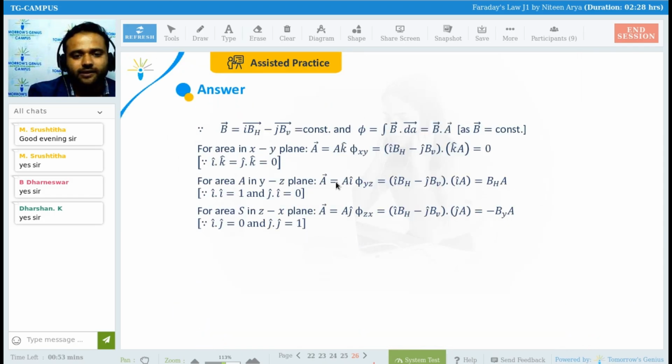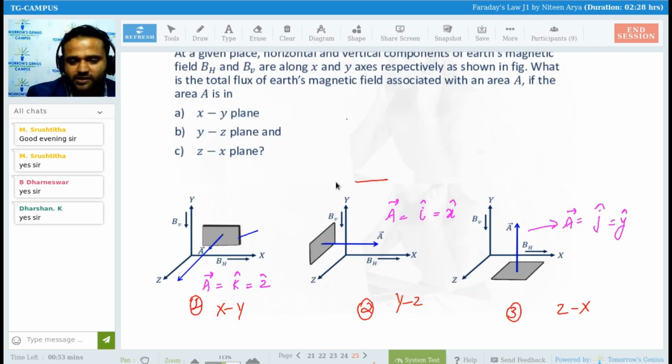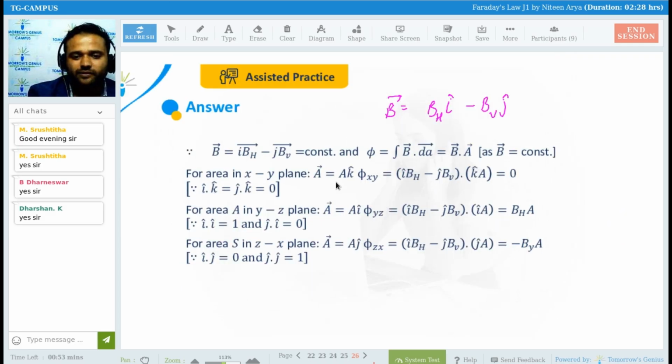Do that. So B is this much, I B H or J B Y, or you can write it in this way also, but it is a constant quantity. B X, instead of X, we have H. Why negative? Because you can see it is towards the negative axis. That is why negative. Okay, for XY plane, area is A K. So phi XY is H into J, it is going to be 0. Why so? Because I dot K and J dot K is 0.